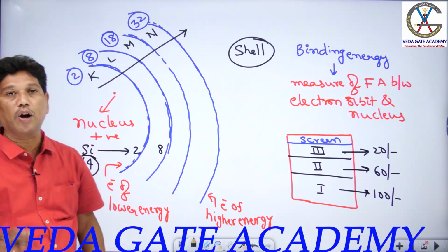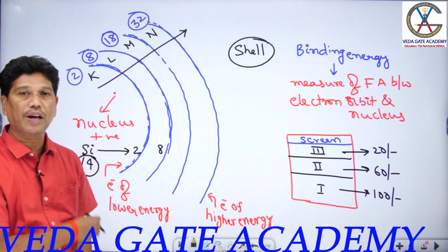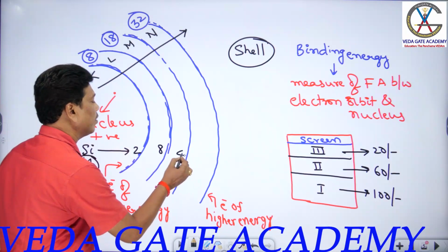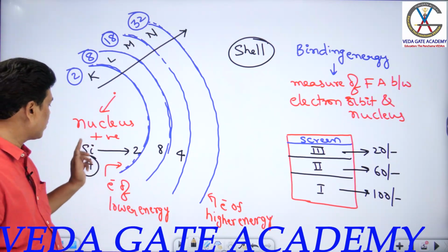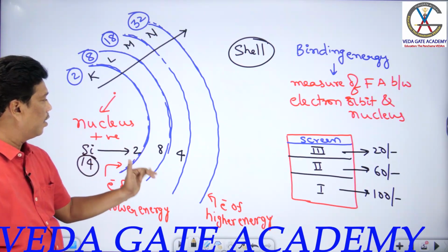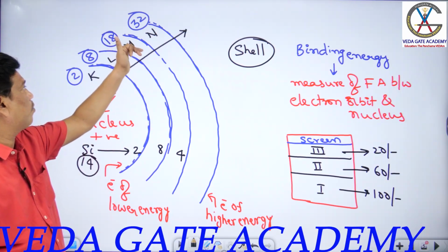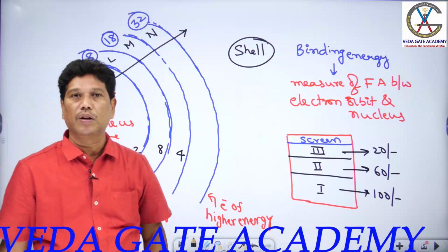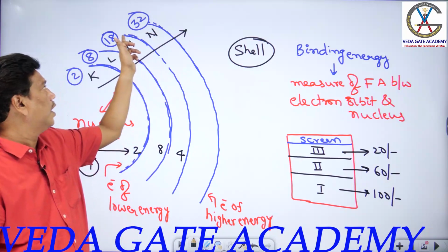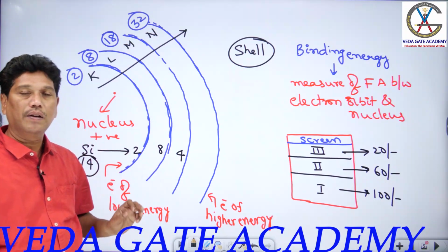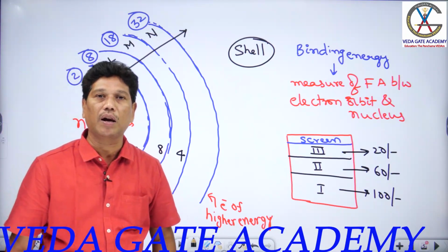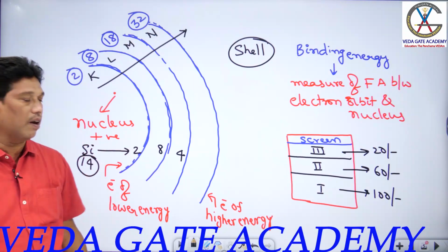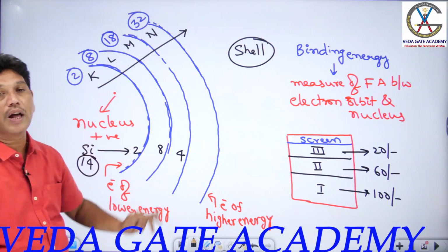Come back to M cell. M cell originally wants how many? 18. But how many are left here? Only 4. This one is over. 2, 8, 4. So for the silicon atom, according to the atomic structure, the outermost should be the M cell. Why don't you say N? Because M is not complete here. Without completion of M cell, how can I express N cell? So the outermost for a silicon atom is M only, not N.